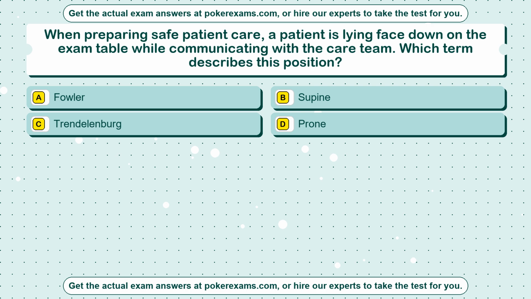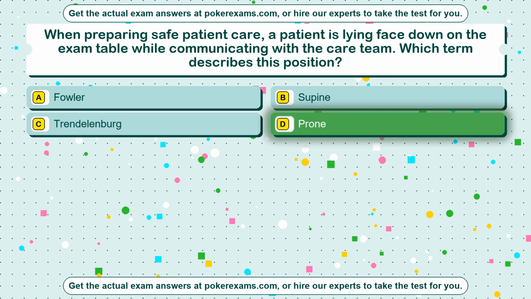Question 42. When preparing safe patient care, a patient is lying face down on the exam table while communicating with the care team. Which term describes this position? Option A, Fowler. Option B, supine. Option C, Trendelenburg. Option D, prone.